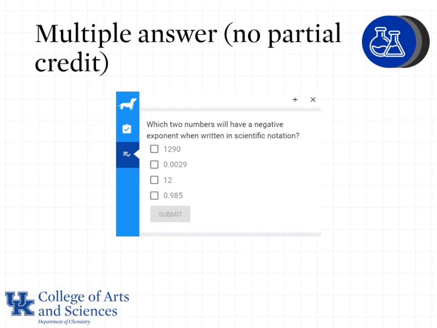The next type of integration is a multiple answer question. You have to select multiple options in order to get the correct answer, and there's no partial credit given. If you get one part correct and another part incorrect, you will not earn the point.